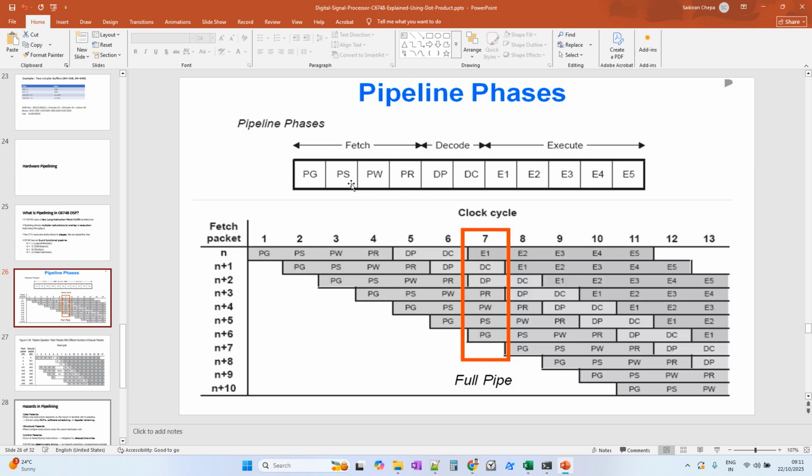Okay. So each of these will be done by a different unit, so we can overlap these executions. For example, PG can be done by one hardware, FPS can be done by one hardware, PW can be done by one hardware. So everything can be done by a different hardware, and all these things can run in parallel. This is the hardware pipelining. So all these things are running in parallel.